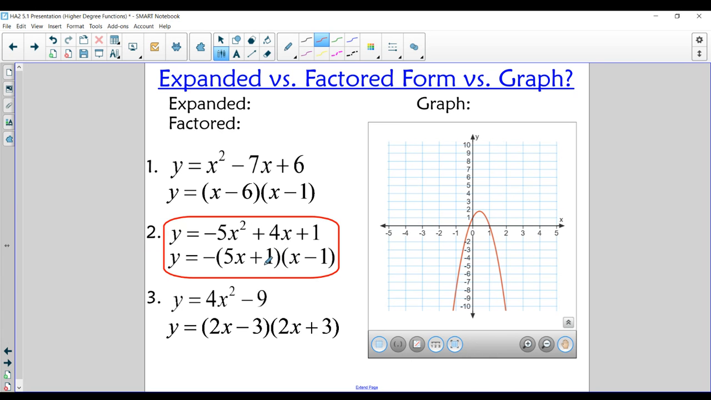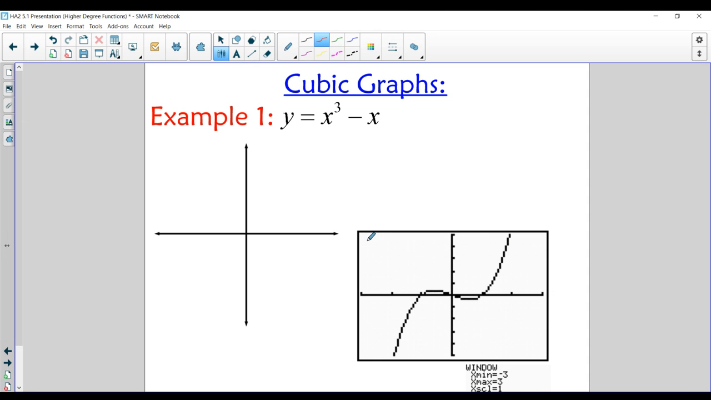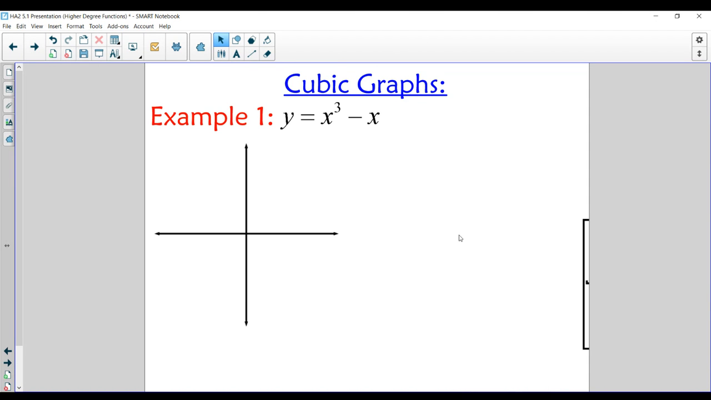All right, x-intercepts at negative 1/5 and positive 1. Negative leading coefficient, so therefore your graph opens downwards. And your x-intercepts at positive and negative 3/2. Positive leading coefficient, therefore your graph opens up. So what if you take that into cubics? How would that work?